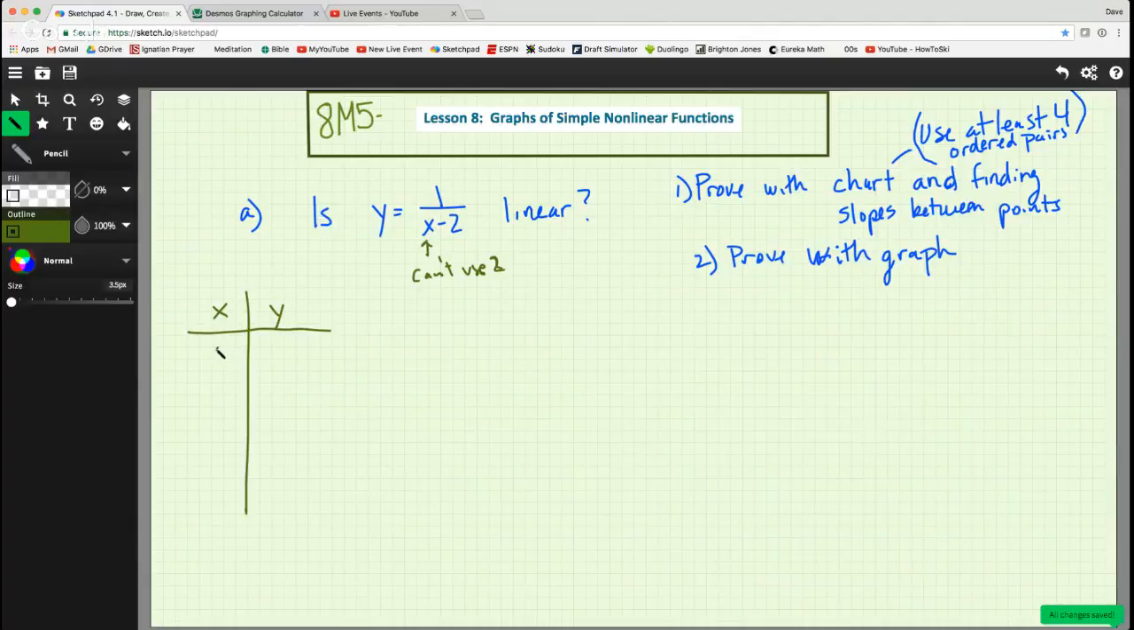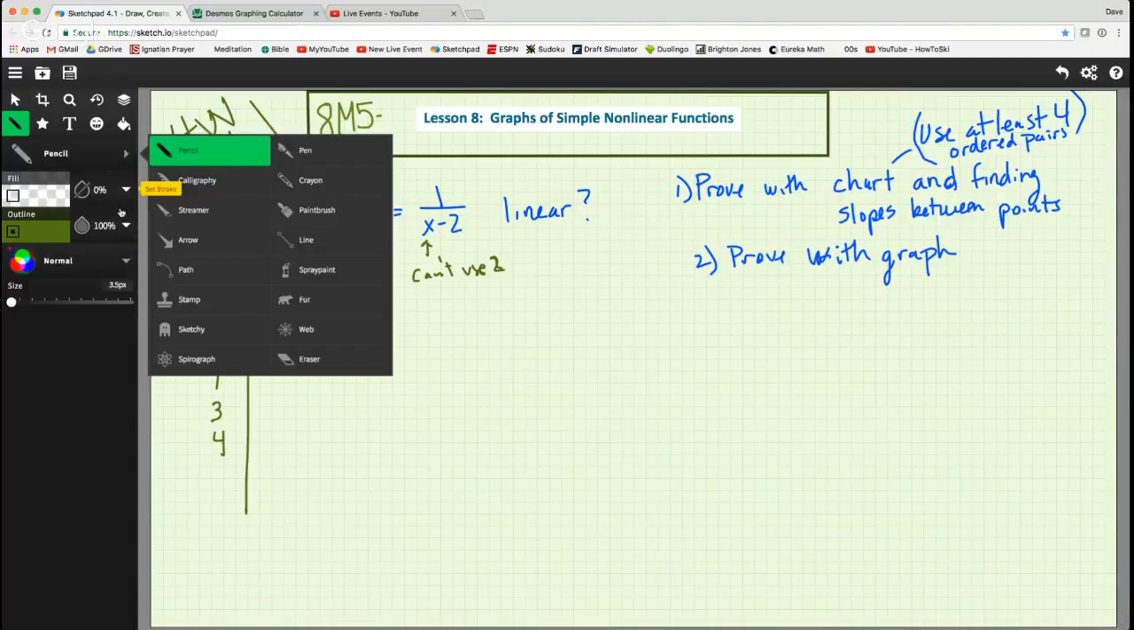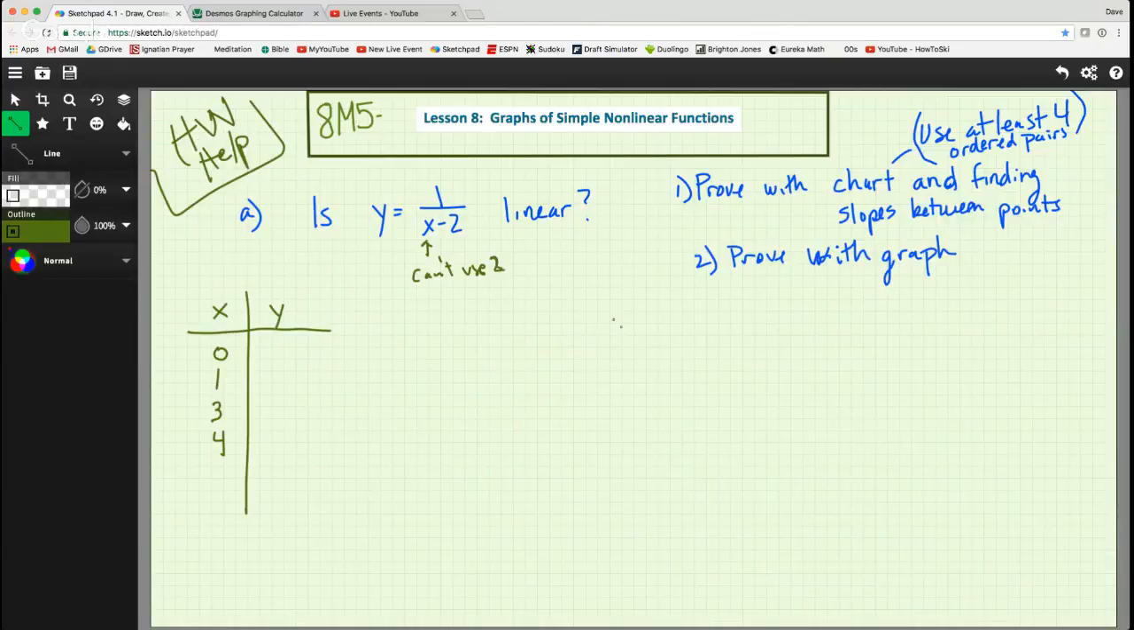So we can't use 2. So maybe some good points would be like 0, 1, 3, and 4. And then I want you to graph it, and then also prove with the graph whether it's linear or not linear. Okay, so I'll let you do that. This is homework help. And I want you to pause and try. Pause and try. And while you pause, I'm going to make this graph over here for you.